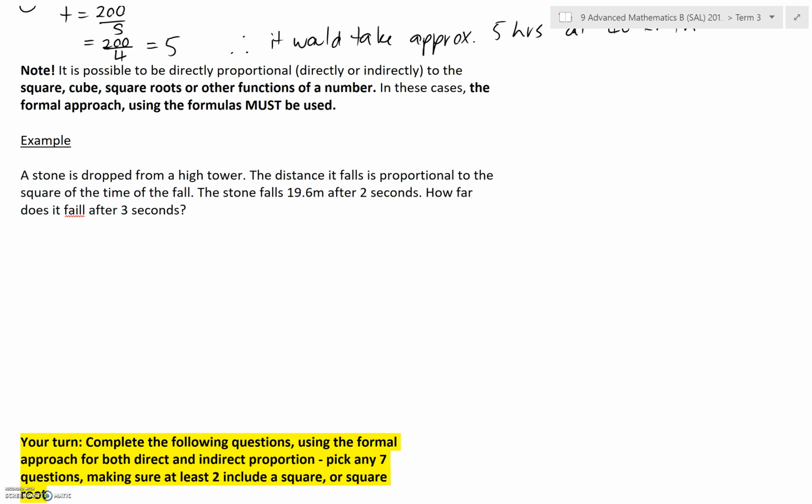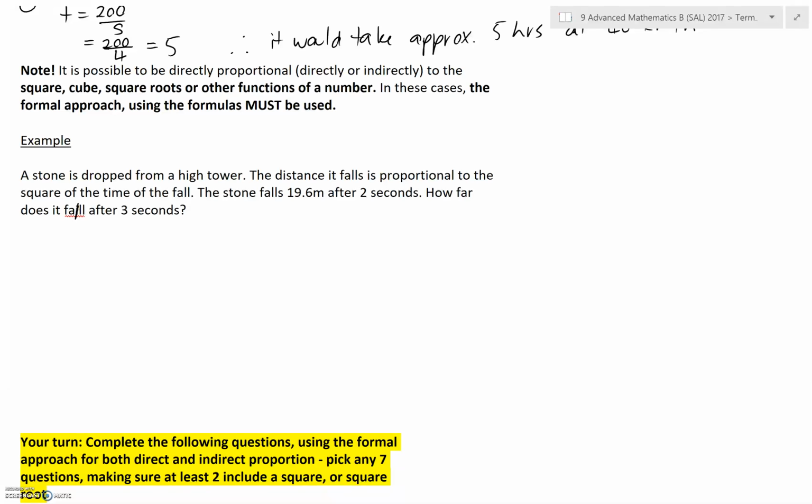A stone is dropped from a high tower. The distance it falls is proportional to the square of the time of the fall. Now, it doesn't say if it's direct or indirect, and it doesn't matter. You just know it's proportional, so you can use this information to solve it. The stone falls 19.6 after 2 seconds. How far does it fall? Ooh, more typos. After 3 seconds.